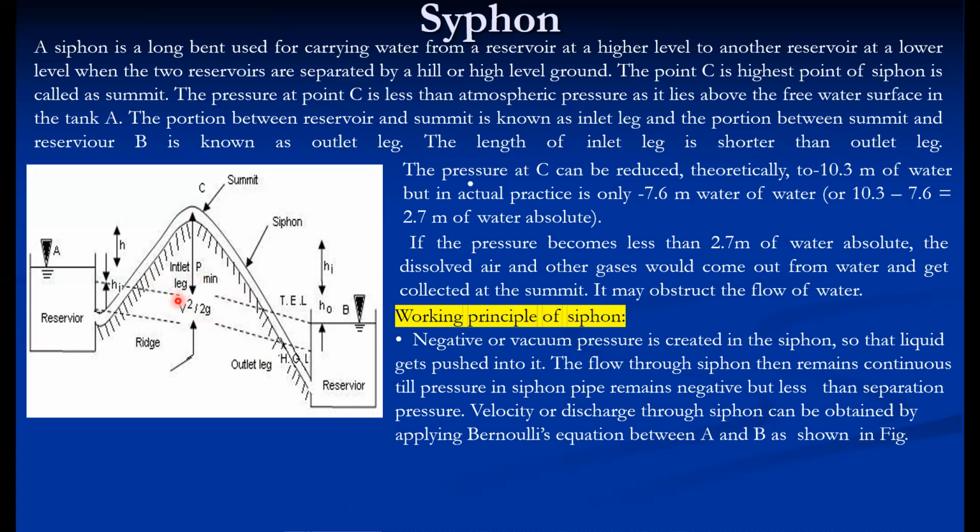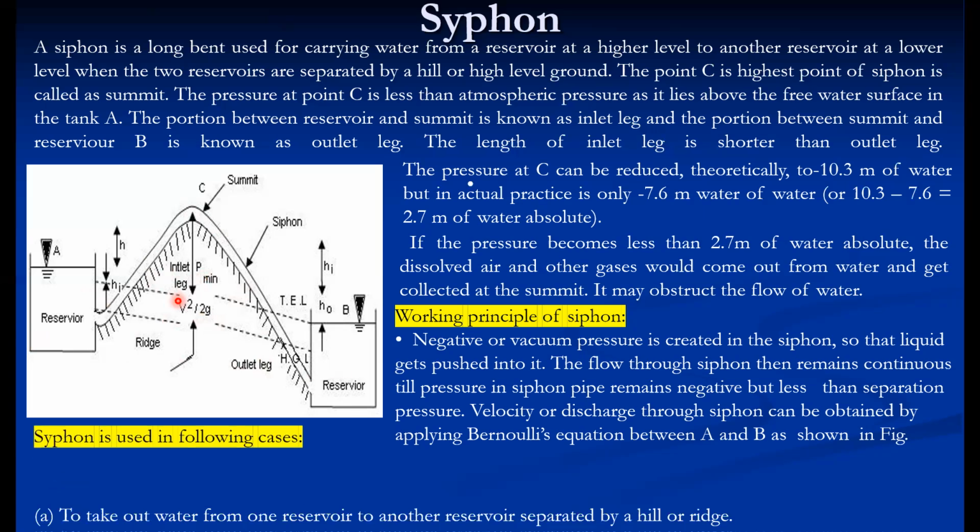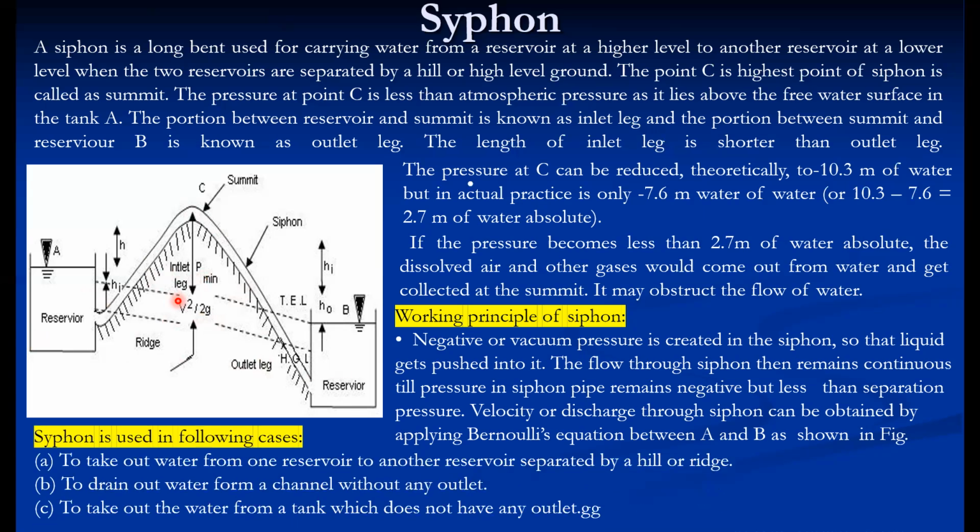This is about the analysis part of the siphon. Siphon is used, as we discussed in the previous slide, to take water from one reservoir to another reservoir, separated by a hill or high-level ground. It also drains water from a channel without any outlet, and takes water out of a tank which doesn't have any outlet. We have also seen petrol being taken out of a tank into a can.